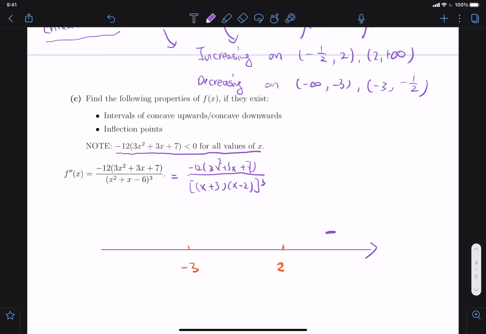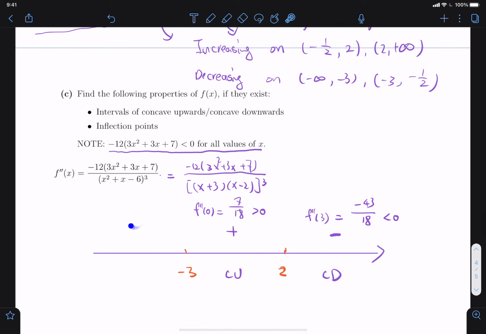So maybe we plug in a point to test, just for example 3, right? Plug in this, that is negative 43 divided by 18, less than 0, right? So concave down here. And then in between, that is going to be negative in the numerator and negative in the denominator, so it's positive, right? Concave up here. For example, you can plug in 0, right? That's going to give you 7 divided by 18, greater than 0.